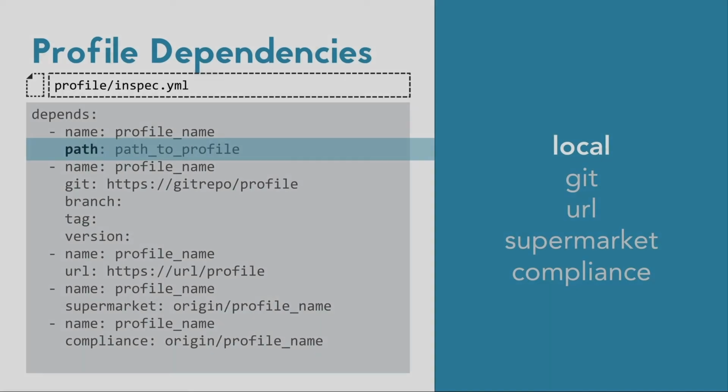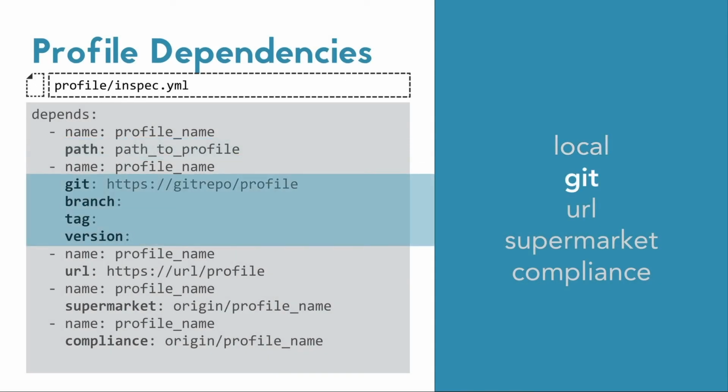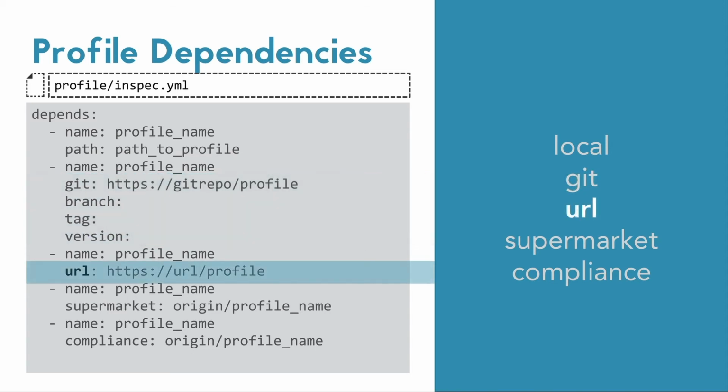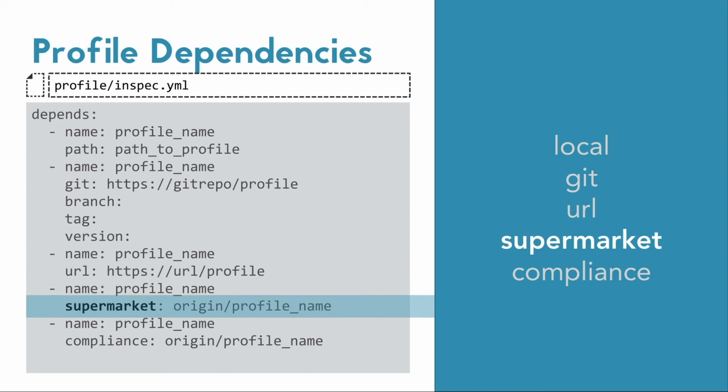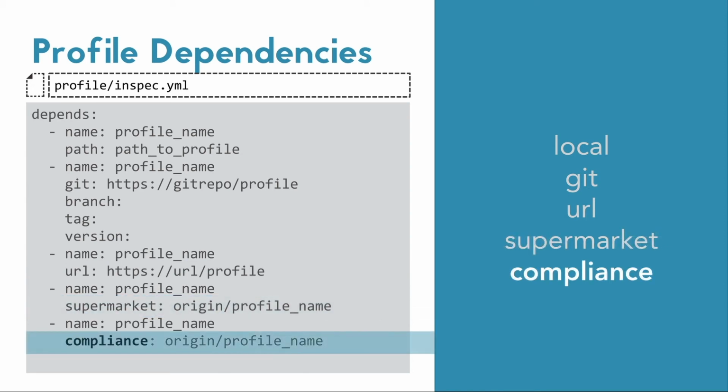Now we showed how to set up a dependency via a path and with Git, but not all of the various versions. But here you can see there are a number of other ways, via a URL, the supermarket, or a compliance server.